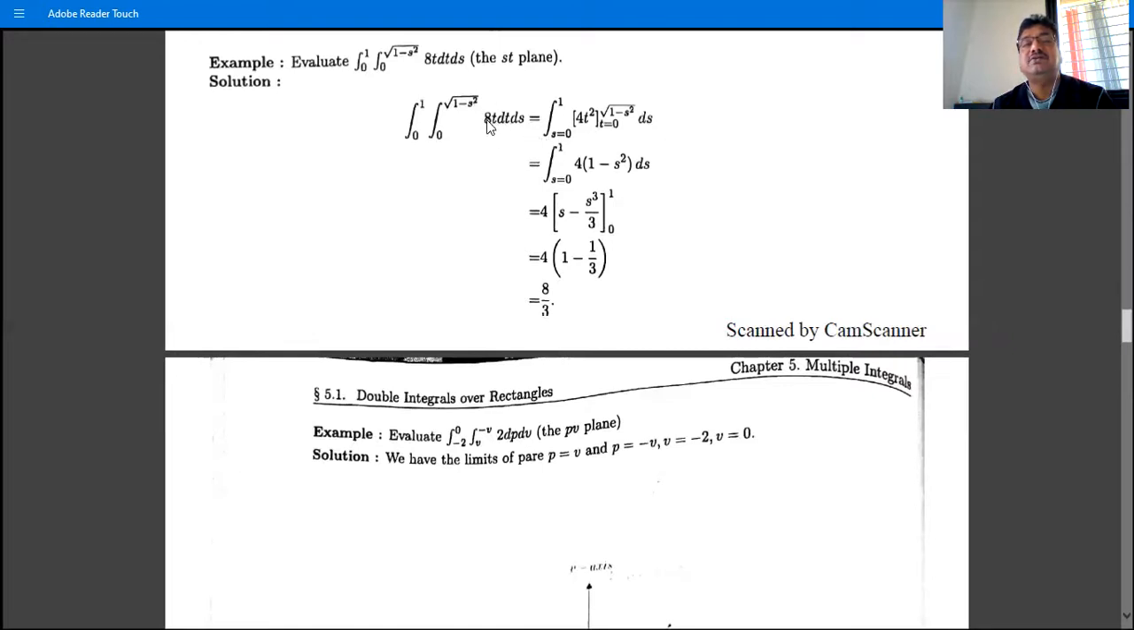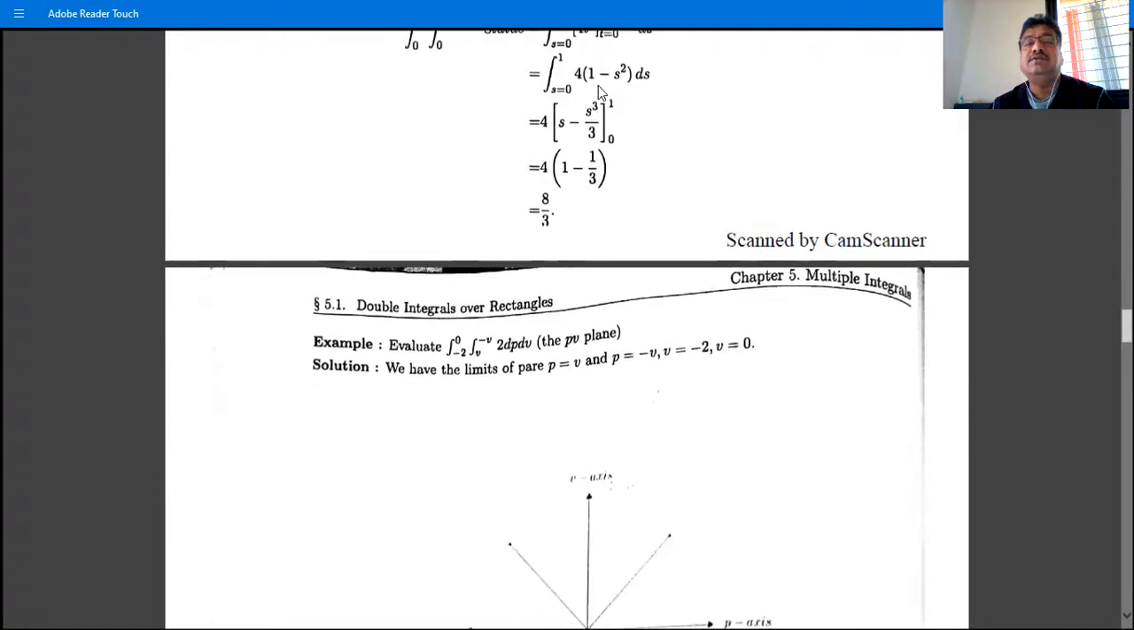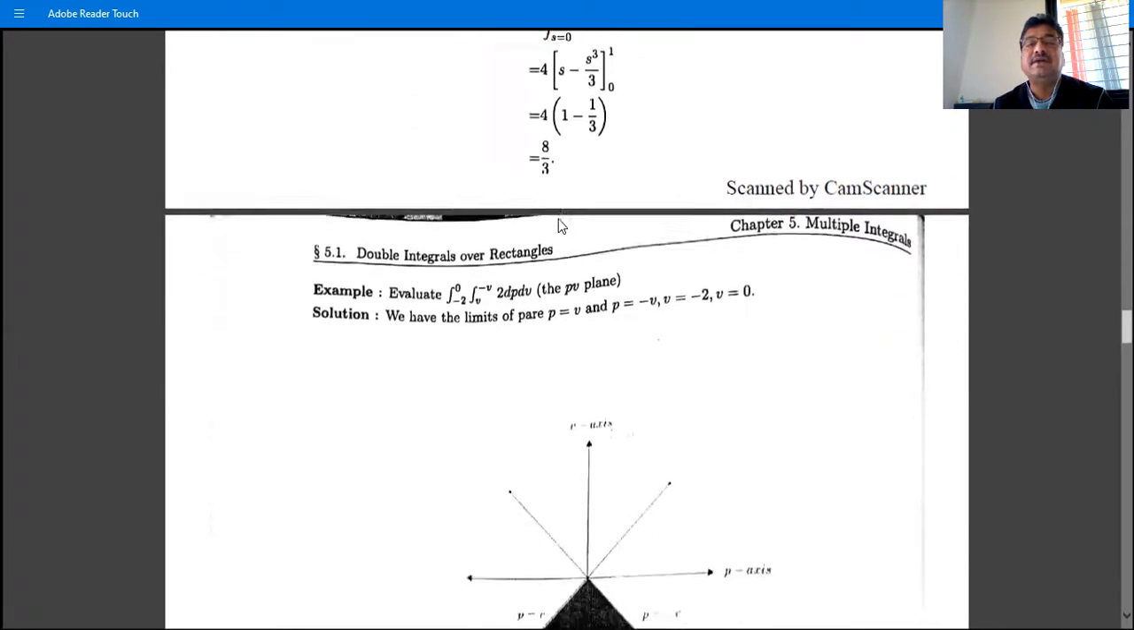So first, integration of 8 is constant, t integration is t squared by 2, 8 by 2 is 4t squared, upper limit minus lower limit. So substitute t as root 1 minus s squared, so its square is 1 minus s squared, and the value at 0 is 0. And then integration of 1 is s, integration of s is s cubed by 3 from 0 to 1, value at upper limit minus value at lower limit. So we have the answer 8 by 3.